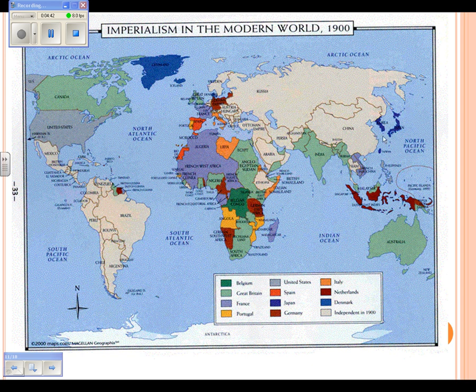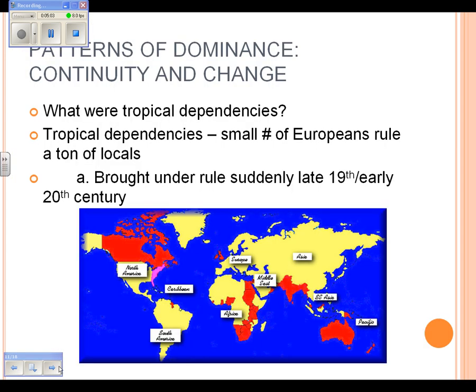Okay, Japan's starting to expand out here, so you're starting to get a feel for what things are looking like in 1900. Notice that Africa, with the exceptions of Ethiopia and Liberia over here, will be controlled by other European powers.